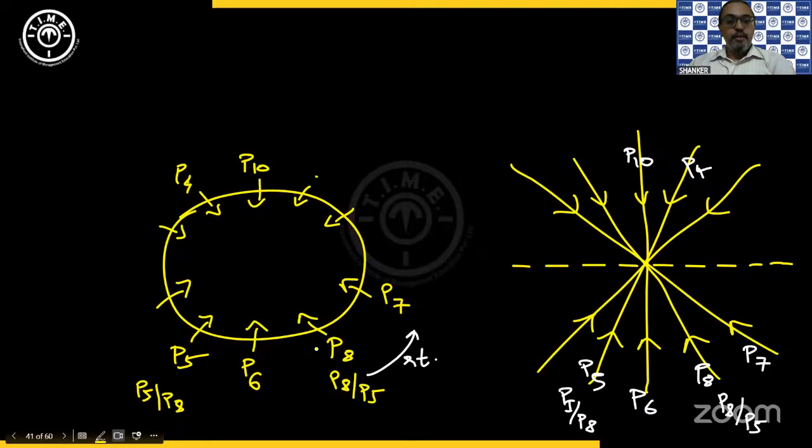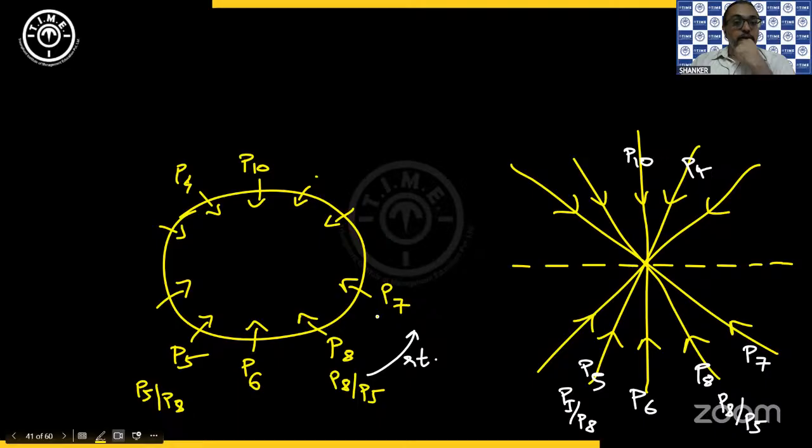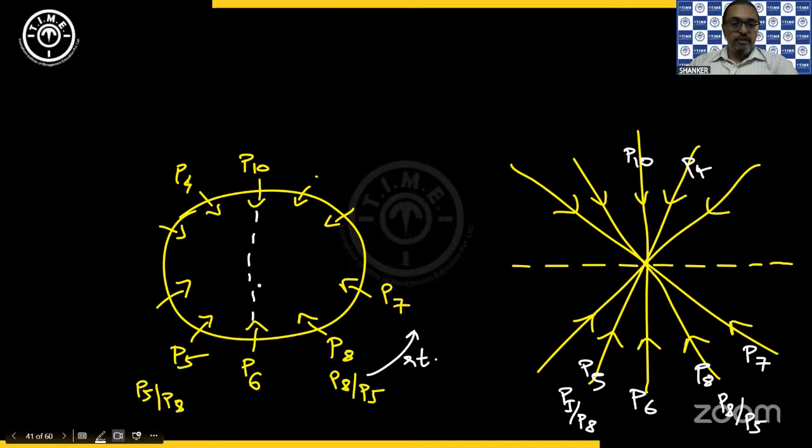Okay. So now we need to see where can we consider. We have P3 is immediate right of P2. P1 and P9 do not sit adjacent to each other. These are the two pieces of information still that I have to consider. And also P1 is opposite P3. That also should be there. So where can I take P1 opposite P3? Which opposite is available? You check first. Correct? So what are the opposites that are there? This one opposite is already filled. This one opposite is already filled.